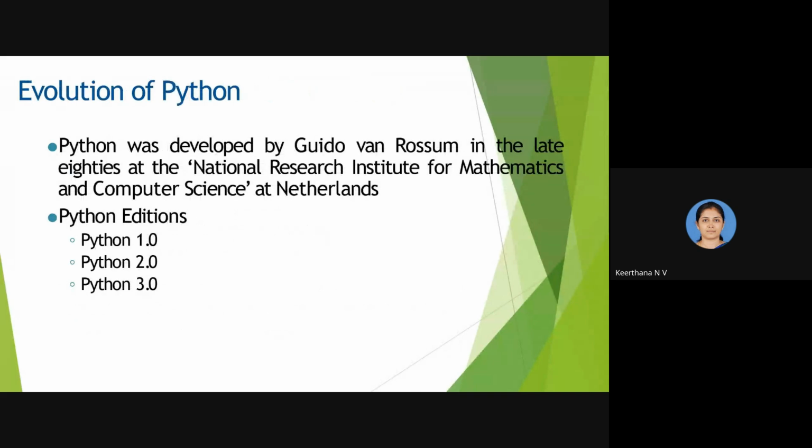Python was initially developed by Guido van Rossum in the late 80s at the National Research Institute for Mathematics and Computer Science. There are basically three versions. As of now, we are using the Python 3 extended version. This Python 3 includes all the libraries and all the tools that you can install externally by using your collections or collection libraries.